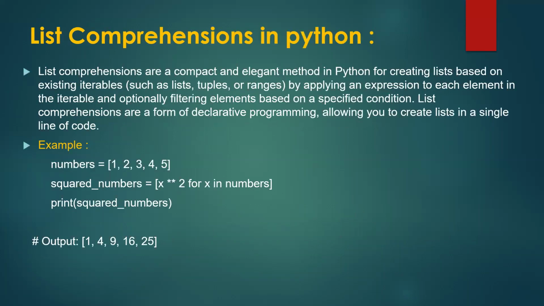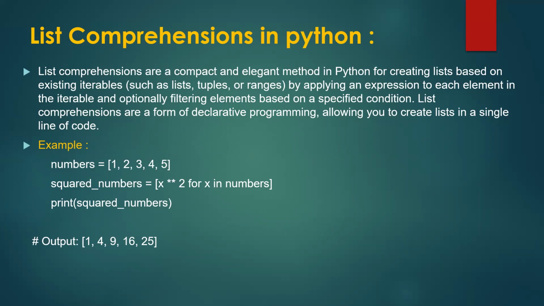List comprehension in Python. List comprehensions are a compact method in Python for creating lists based on existing iterables such as lists and ranges, by applying expressions to each element in the iterable and optionally filtering elements based on a specified condition. It conforms to declarative programming, allowing you to create a list in a single line of code.